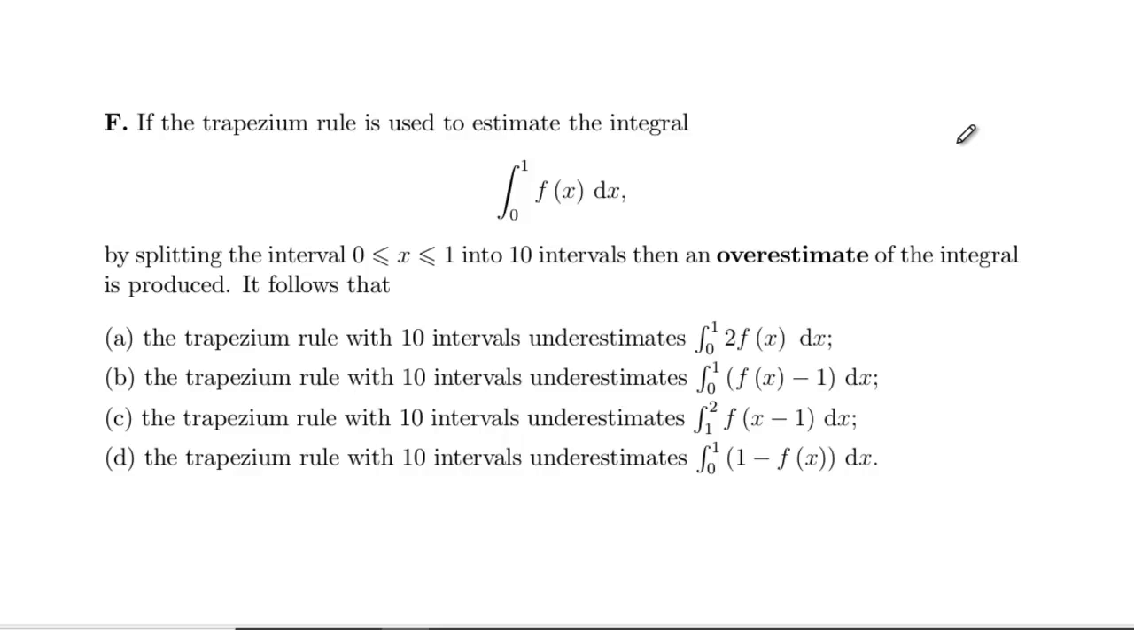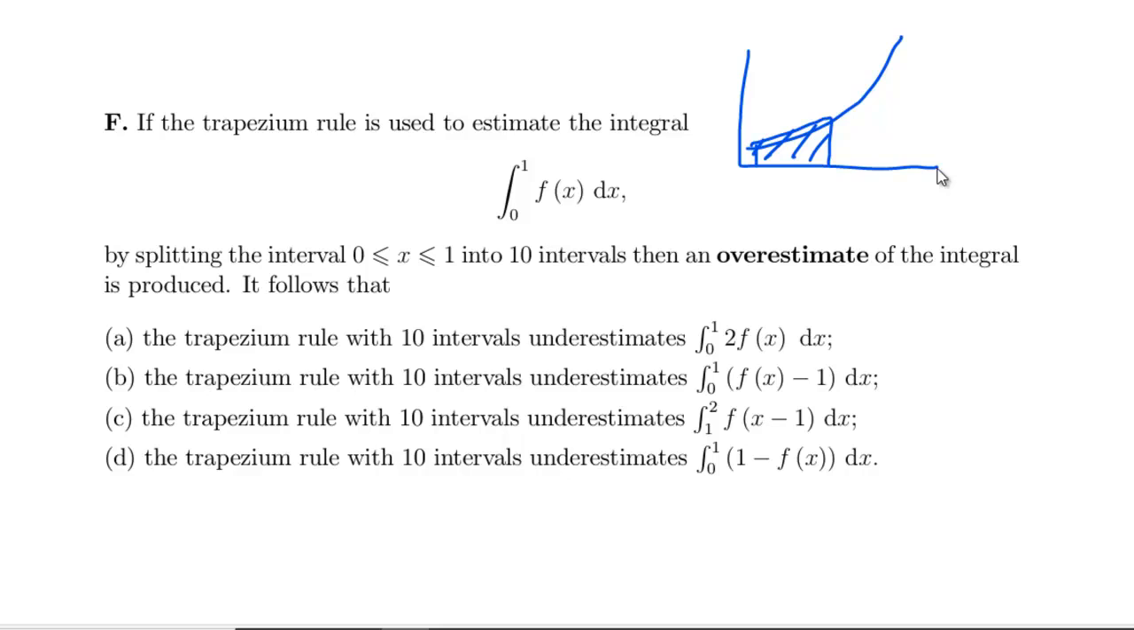If the trapezium rule is used to estimate that integral, not that it tells us anything about it, by splitting the interval into 10 intervals, and an overestimate of the integral is produced. So an overestimate would mean, for something that's positive, it would be concave, wouldn't it? It'd be something like that if you're in the positive y part of the graph, because then our trapeziums will go above the line.